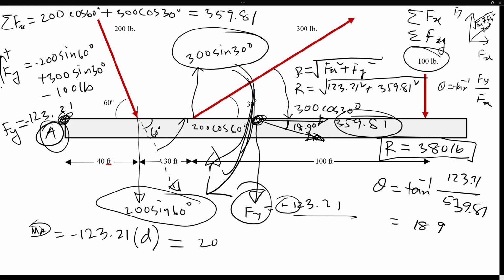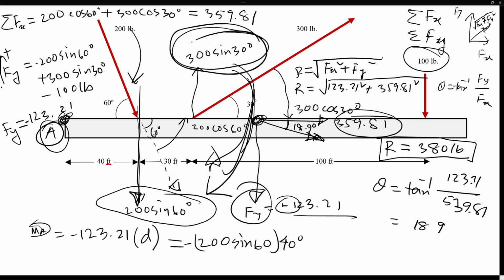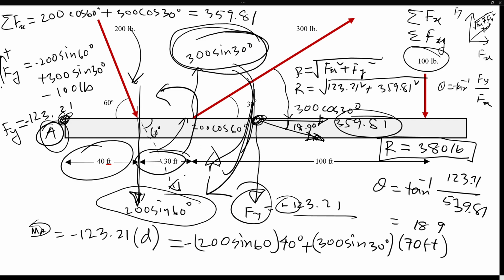So for the 200 sine 60, this force right here, that is 40 feet away, and that will do a clockwise moment. So that's negative. Then we have this 300 sine 30, that will do a counterclockwise moment, positive, and the distance is 70 feet from point A. So that's 30, that's 40, so total 70.